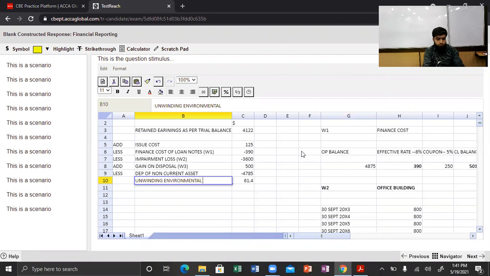of the environmental provision. Definitely, there is another impact on the balance sheet side. The liability will also be increased by 61.4.